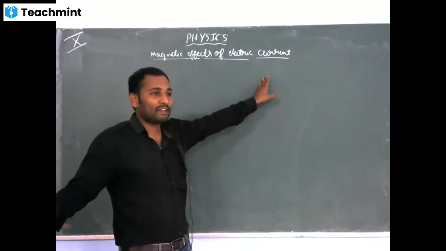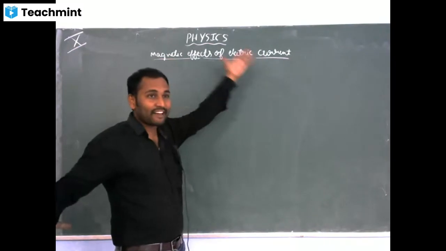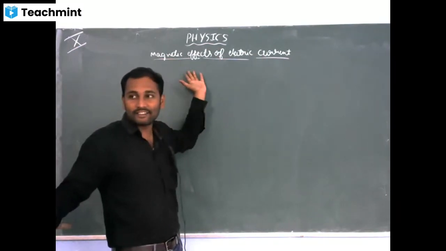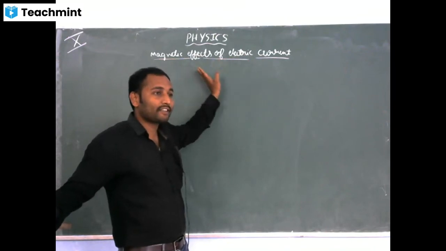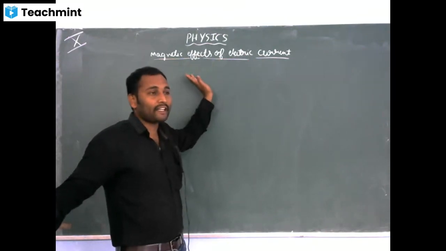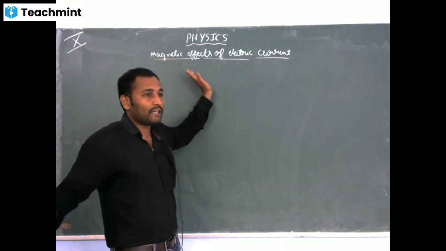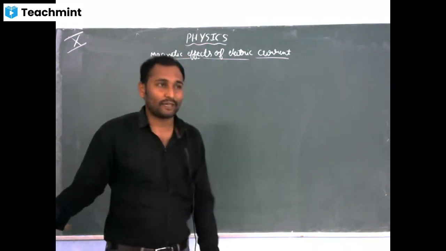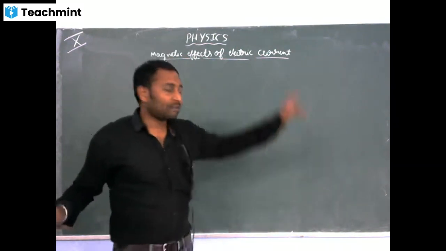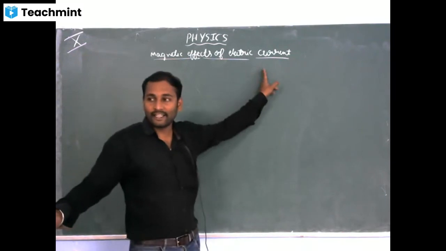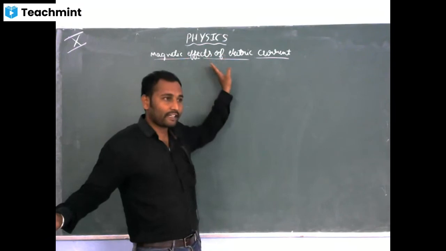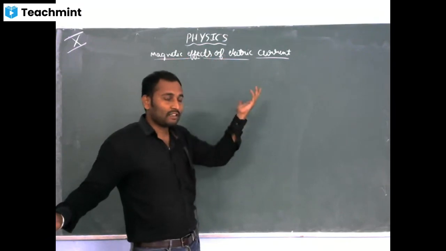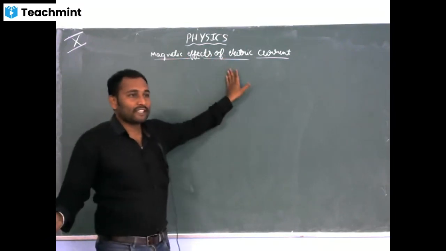So what does it mean? Because of electric current, we are getting magnetic effects. So how will we get magnetic effects? That we are going to study in this chapter. By using electric current, we get a magnetic field, or magnetic effect. How? That we are going to study in this chapter.